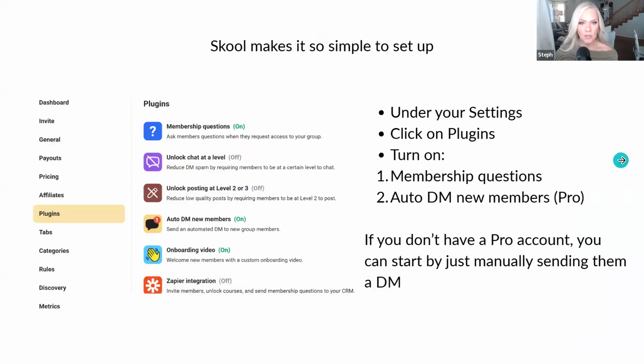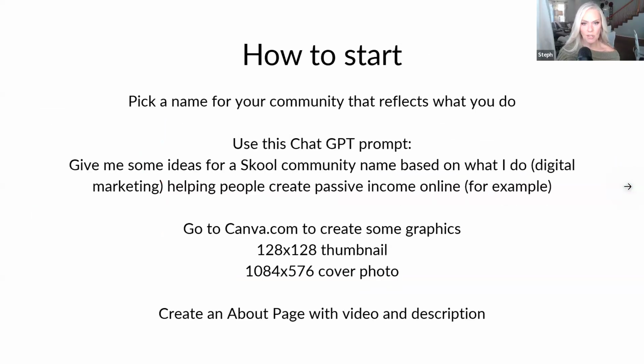So this is super, super simple. And Skool makes it extremely simple to get started. Inside the settings, you click on plugins. And in plugins, you're going to turn on the membership questions and the auto DM new members. That feature is available at the pro level. And if you don't have a pro account, you can just start off by manually sending them a DM if you want to. I wanted it automated because it makes my life so much simpler.